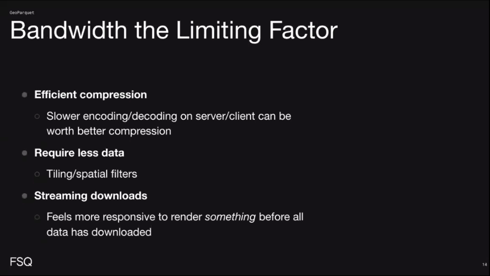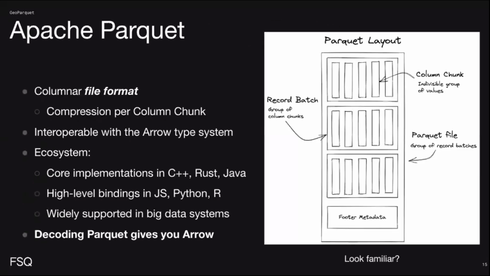Streaming downloads are also really helpful because if you have a 100 megabyte file, you don't want to wait 30, 40 seconds while your user wonders what's happening before you show anything. So it feels responsive if you can render something before that entire download has finished. So keep those in the back of your mind, but let's look at the Apache Parquet format.